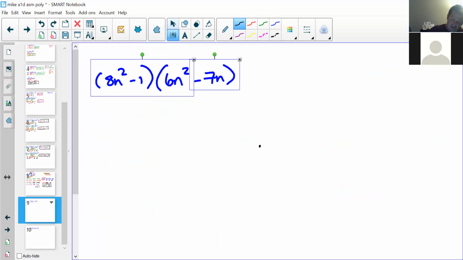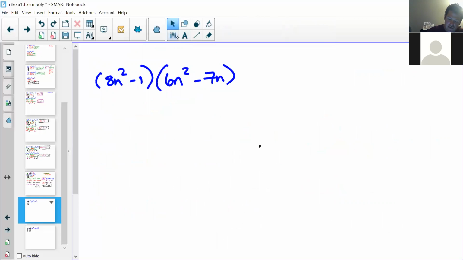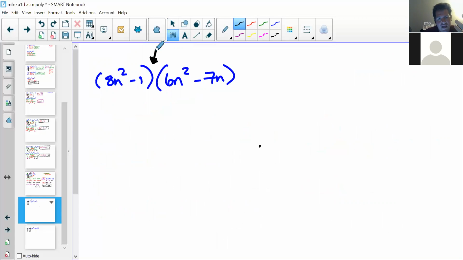In my next example here, again, you can see that I'm dealing with a binomial times a binomial. So I'm going to take the terms in the first parenthesis, and I'm going to distribute them to the terms in the second parenthesis. I know that I'm doing multiplication because, again, I look in between these two parentheses. There's not a plus sign. There's not a minus sign. The parentheses are just right next to each other. Therefore, I know that multiplication is happening.